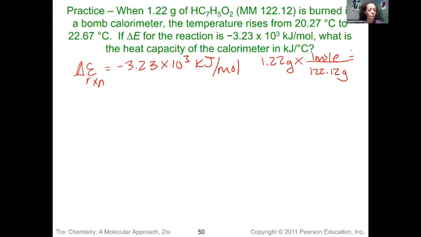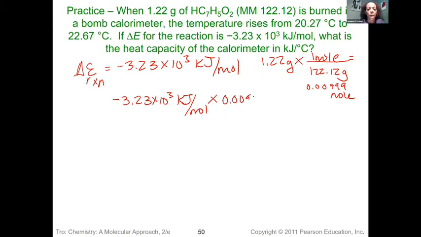And so we can plug that in and get 1.22 divided by 122.12, and that gives us a mole amount of 0.00999 moles. So to get this just to the heat of reaction, we would take negative 3.23 times 10 to the third kilojoules per mole, and we're going to multiply that by 0.00999 moles. So take that times negative 3.23 e to the third, and we end up with negative 32.26 or 0.3 kilojoules. So that is equal to the heat of the reaction.